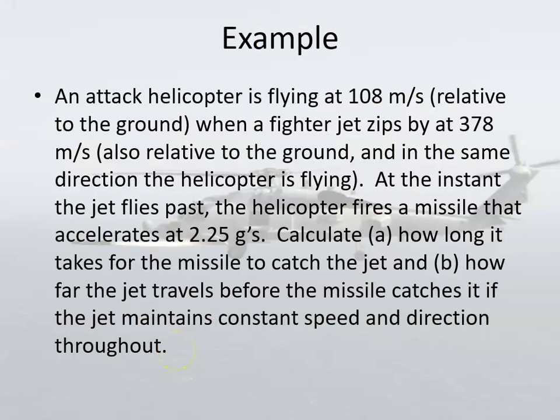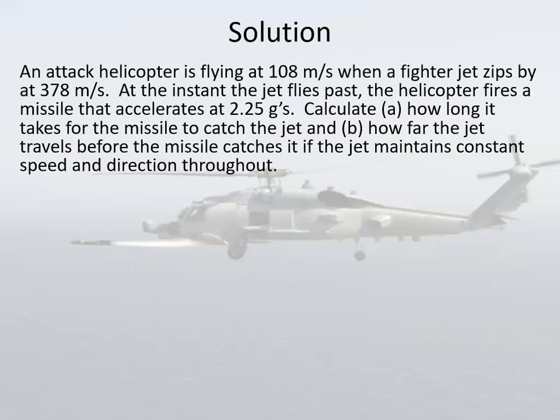In this example, consider an attack helicopter flying at 108 meters per second relative to the ground, and a jet fighter zips by at 378 meters per second. So at the instant the jet flies past, the helicopter fires a missile that accelerates at 2.25 Gs. Calculate how long it takes for the missile to catch the jet, and how far the jet travels before the missile catches it if the jet maintains constant speed and direction throughout the problem.